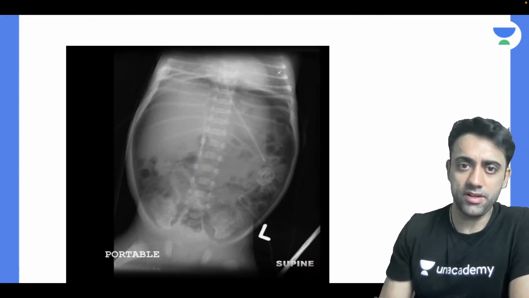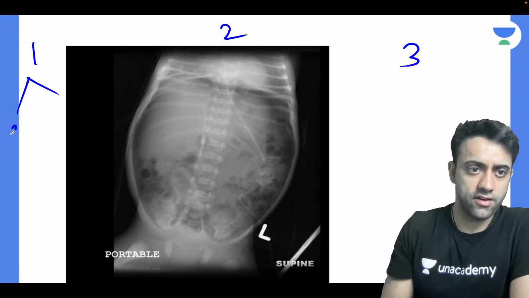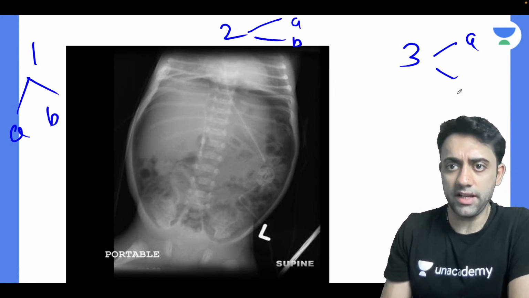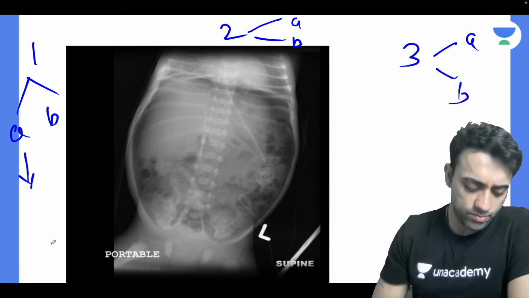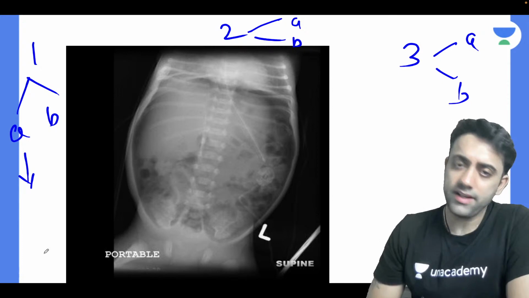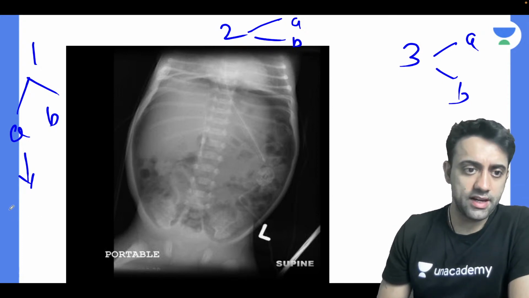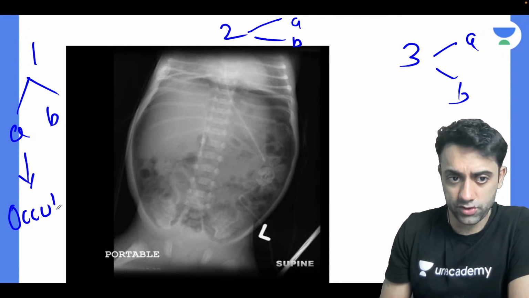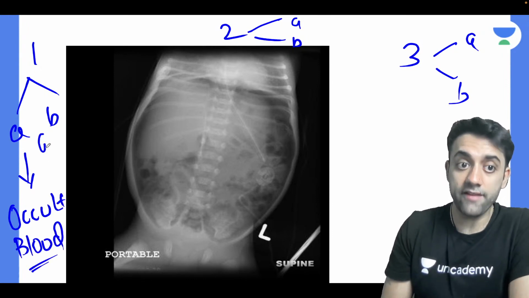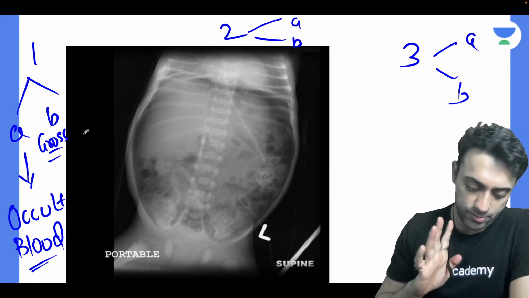And what are the stages? Can anyone please tell me how many stages we have? Stage 1, stage 2, stage 3. Then we have 1A, 1B, 2A, 2B, and 3A, 3B. In stage 1A, what are the findings you will see? Akhil is right, it is mostly seen in preterm babies. Stage 1A will have occult blood in the stool, whereas stage 1B will have gross blood in the stool. So occult blood and gross blood, that is one important point.